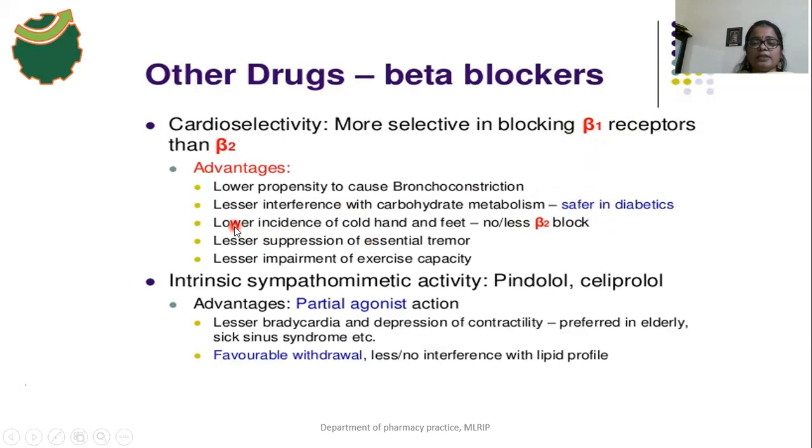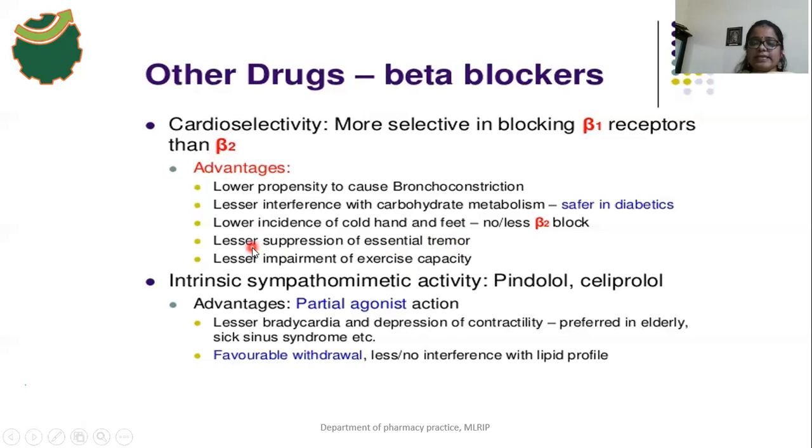And there is a lower incidence of cold hands and feet, due to less blockade or no blockade of beta 2 receptors. Cold hands and cold feet occur due to blockade of beta 2 receptor mediated vasodilation. Cardioselective drugs do not block beta 2 receptors, so they do not block beta 2 receptor mediated vasodilation. That's why there is a lower incidence of cold hands and feet.